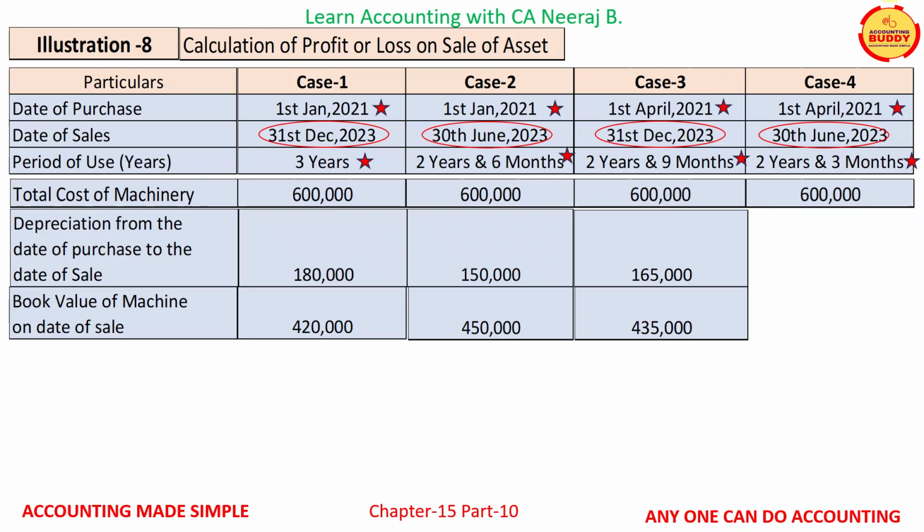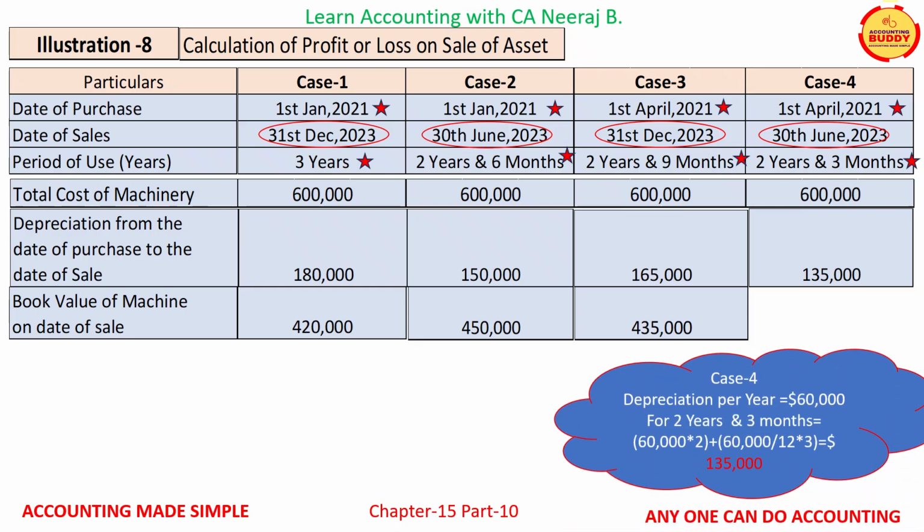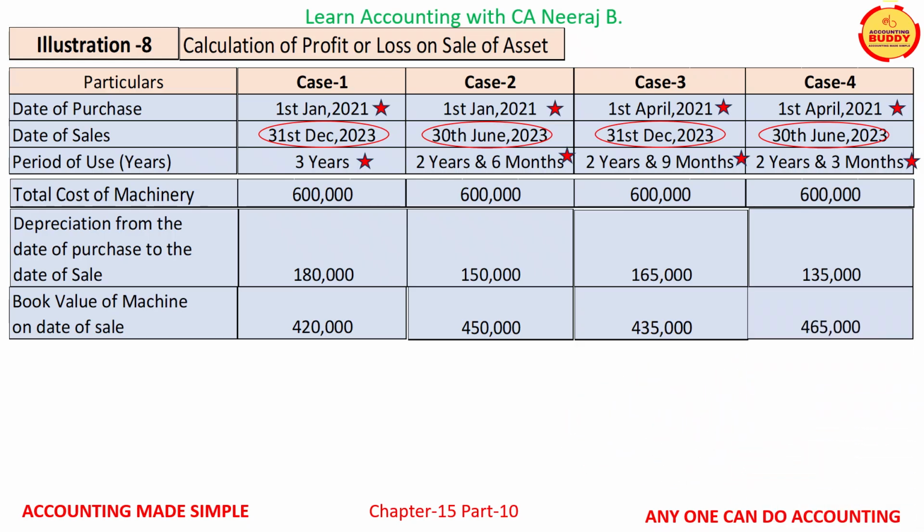In case 4, depreciation is provided for $135,000. Since the machine in case 4 is used for 2 years and 3 months, the depreciation amount of $135,000 is the sum total of 2 full years of depreciation, that is $120,000, plus depreciation for 3 months, that is $15,000. In case 4, if we deduct the accumulated depreciation of $135,000 from the original total machine cost of $600,000, we will get the book value of $465,000 on the date of sale.